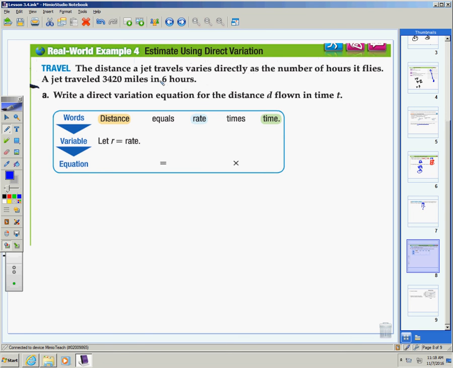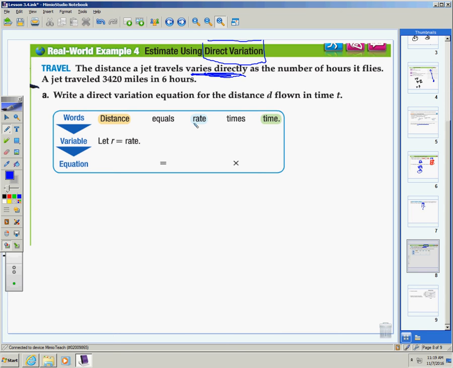So we know the distance a jet travels varies directly. As soon as I see the words varies directly, I know I'm dealing with direct variation, as the number of hours it flies. A jet traveled 3,420 miles in 6 hours. So now I know I'm going 3,420 miles in 6 hours, and I know distance equals rate times time. So the first thing I want to do is write my equation.